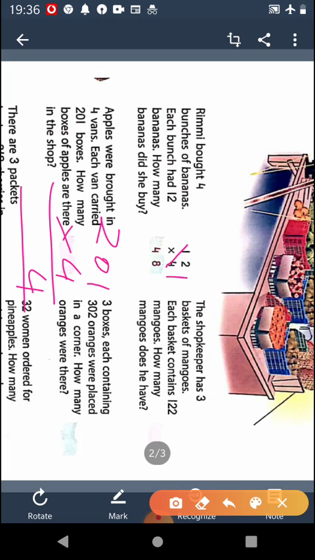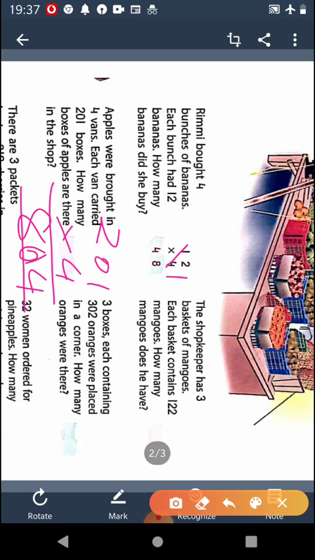So here in the tens place the digit is 0. 0 into 4. As I told you in my previous video also, when we multiply 0 by any number or when we multiply any number by 0, the product is 0 only. So 0 multiplied by 4 is 0. Then we multiply the hundreds, that is 2. So 2 into 4 is equal to 8. So how many boxes of apples are there in the shop?